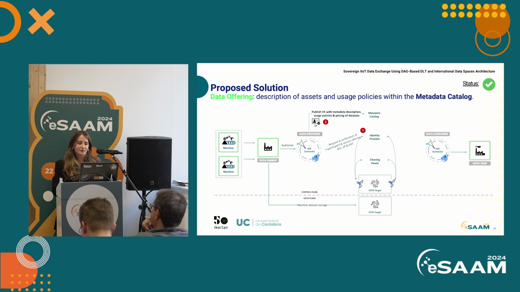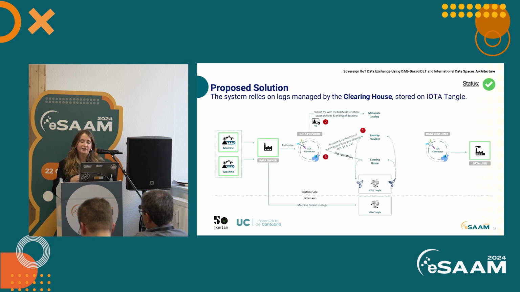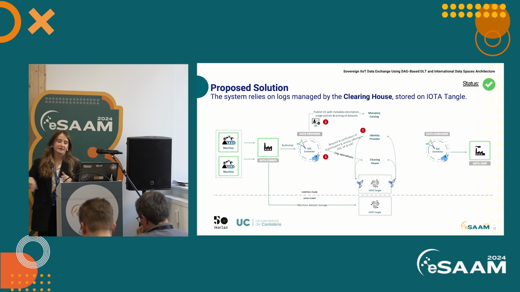Then we, as a data owner, have some machine data, and we want to publish all of the descriptive features of that data. And we are doing it with a verifiable credential, where we will attach the metadata description, usage policies, and for example, the pricing we are willing to be paid. So that will be stored in a metadata catalog. And then all of these operations made by our data owner will be stored in the IOTA Tangle via the clearinghouse component.